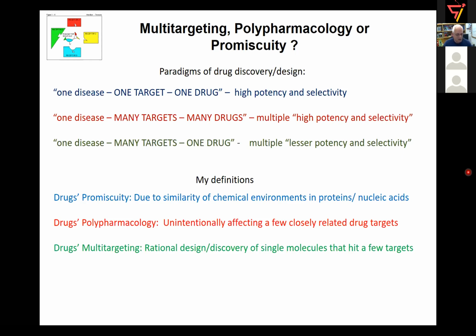The new paradigm, which is gaining momentum over the last decade or so, is that one disease that has many targets requires probably one drug, which is much better than having many drugs. So that drug may have lesser potency and selectivity, but would be much more effective finally.